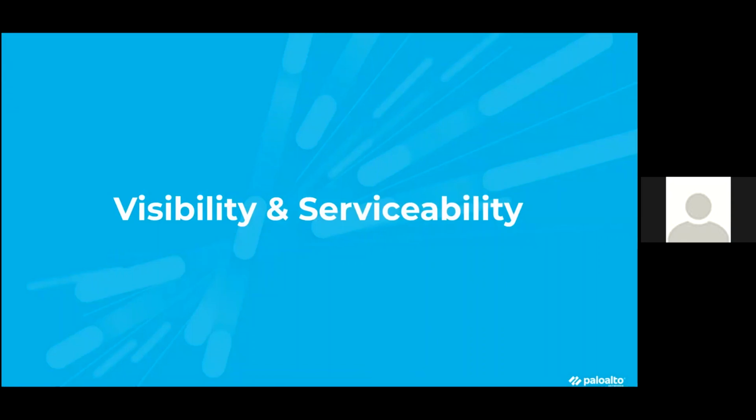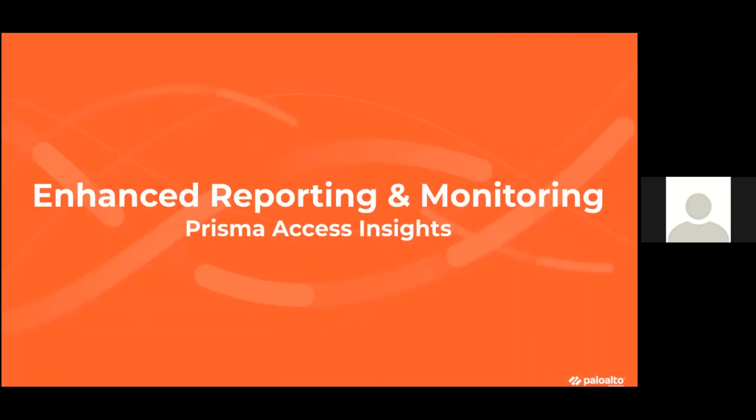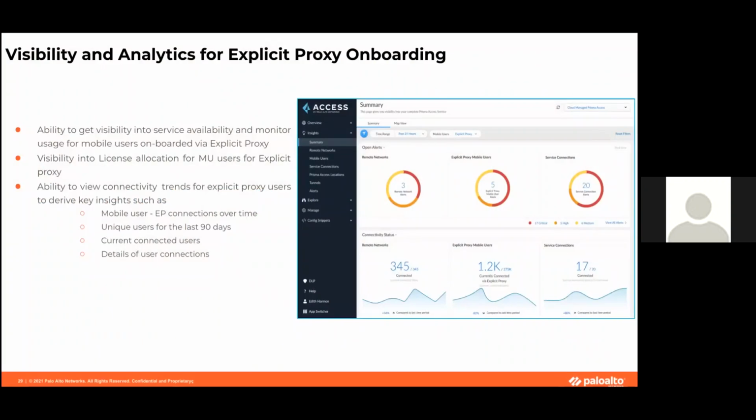The next section in 2.2 features we have the visibility and serviceability. In the visibility, enhance reporting and monitoring with the Prisma Access Insights. In Prisma Access Insights, we have made some enhancements. You can now connect to the Prisma Access using either Global Protect, Explicit Proxy, and both simultaneously.